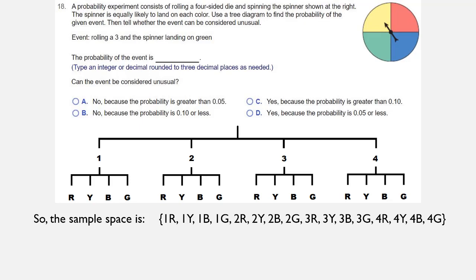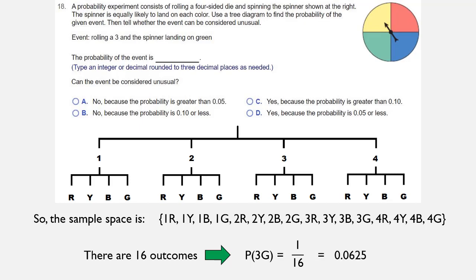A number followed by a color. So the 1 could be followed by red or yellow or blue or green. The 2 could be followed by red, yellow, blue, or green, and so on. That's 16 different outcomes. And now we can figure out our probability. The probability of obtaining a 3 and then green, well, that's just one of these 16 outcomes. So the probability here is 1 out of 16, which as a decimal is 0.0625.